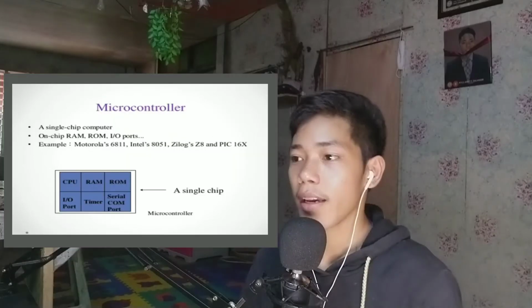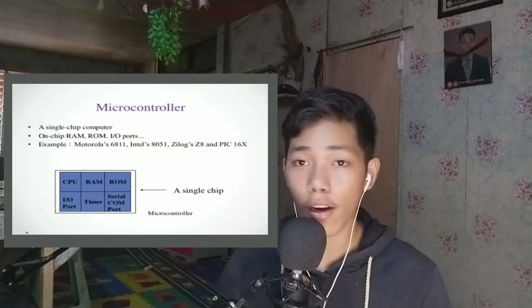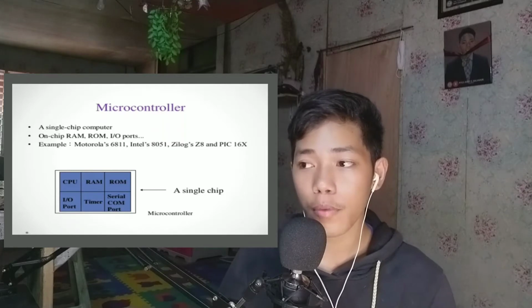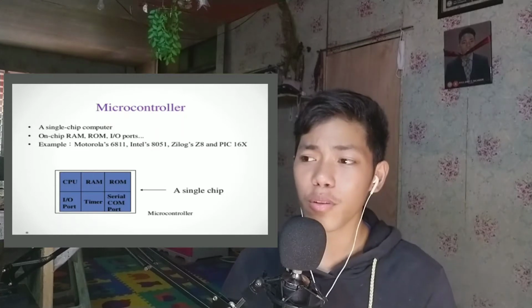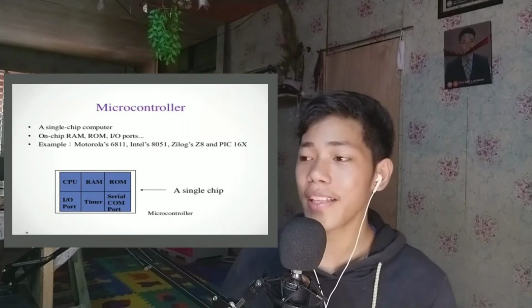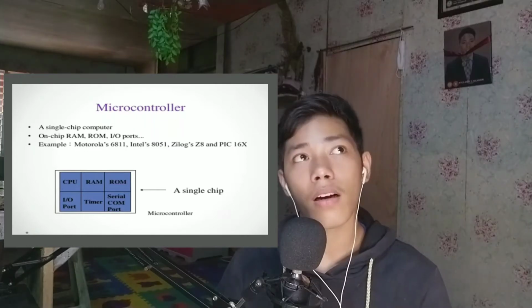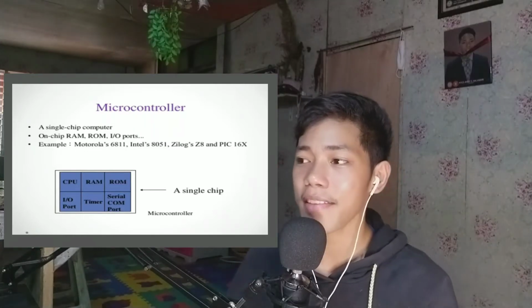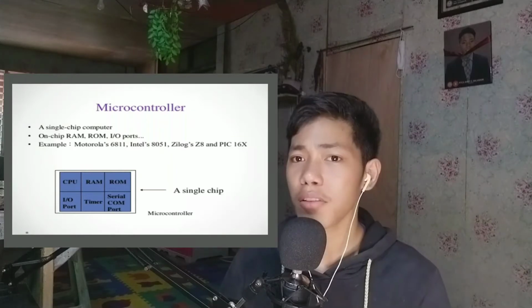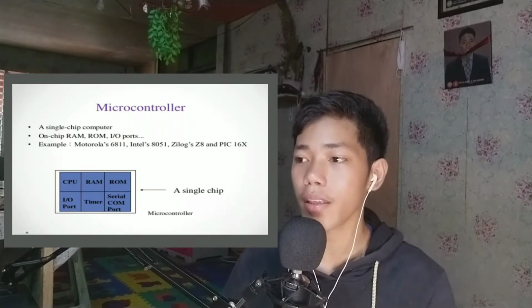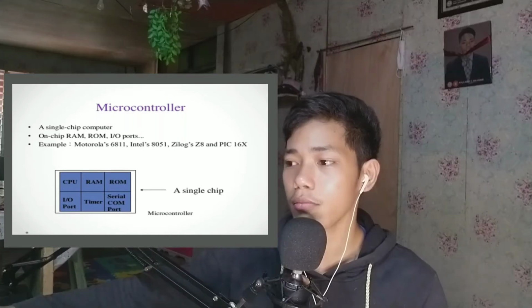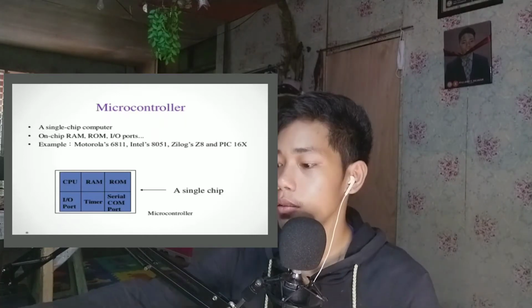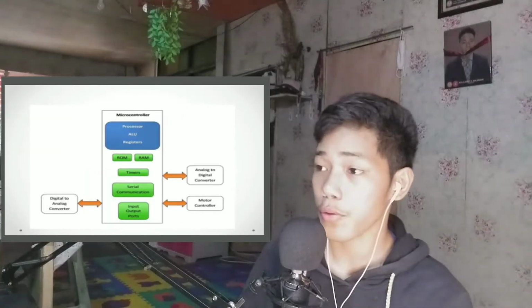So let's continue. It's all about the microcontroller now, and it is a single chip computer with on-chip RAM, ROM, and input-output ports. Here are examples of microcontrollers: the Motorola 6811, the Intel 8051, which I discussed earlier, and the Z8 and PIC16X. As usual, we can see the components inside of it, which are very common to the microprocessor and microcontroller. So proceed. Next is another picture of a microcontroller.